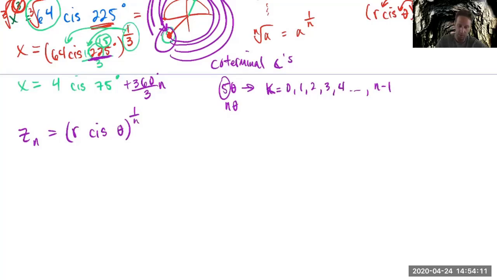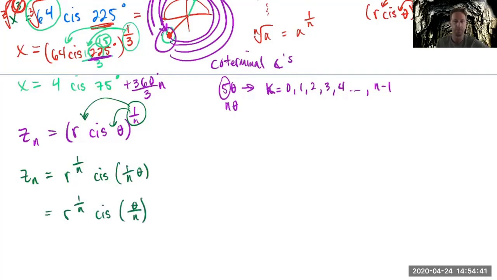And as long as we can do that, like we did previously in some of those other sections, then we will be able to apply De Moivre's theorem like we always had, but now we're going to be finding the roots. So this would then give me r to the 1 over n cis 1 over n theta, which I could also write as theta over n.